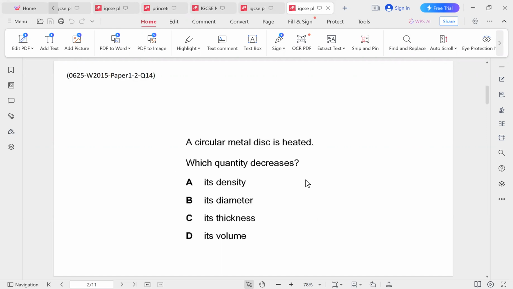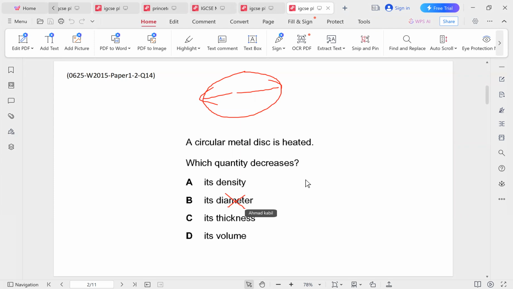A circular metal disk is heated. Which quantity decreases? Its density, its diameter, its thickness, or its volume? In this case, if anything is heated, it expands. Especially if it's a metal, its length expands. So in this case, it's a circle. So instead of the length, we'll expect the diameter to expand. So it increases. So of course, this is incorrect.